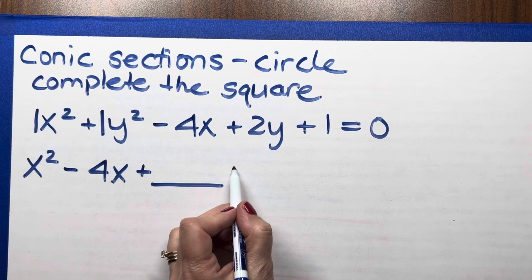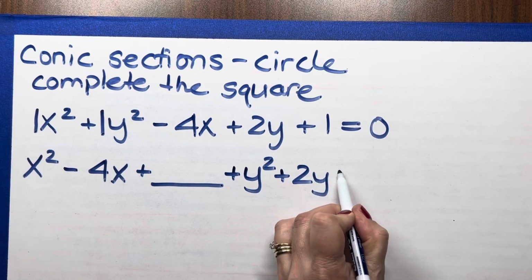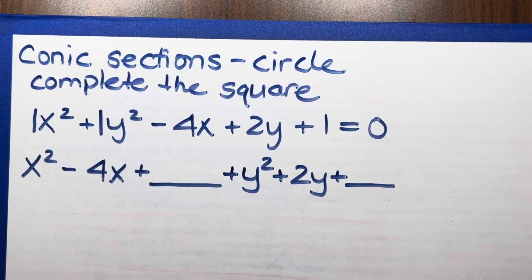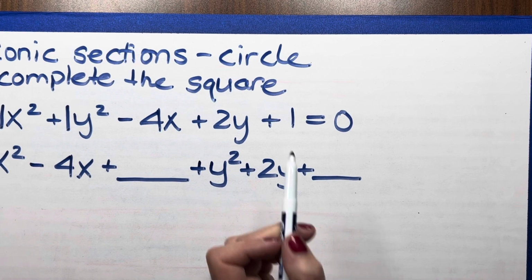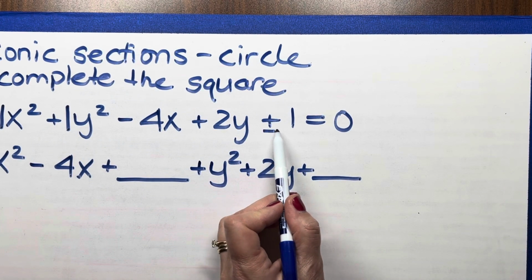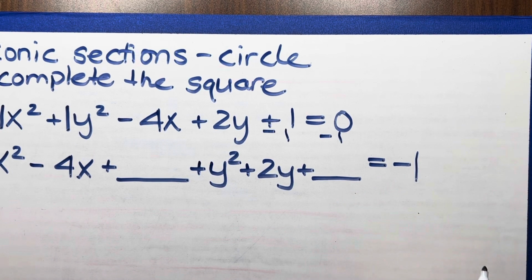I'm going to do the same thing for my y terms. I'm going to have y squared plus 2y, and I'm going to have a blank here. I need to have another value for the y. And then I need to move this 1 over to the other side of my equation.